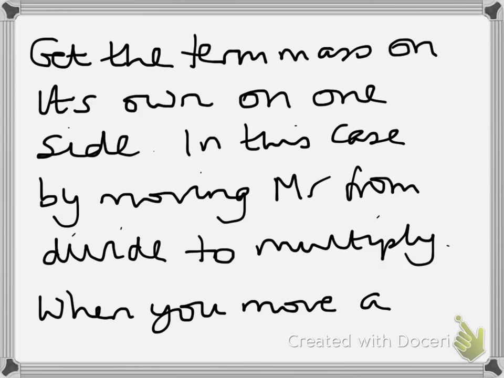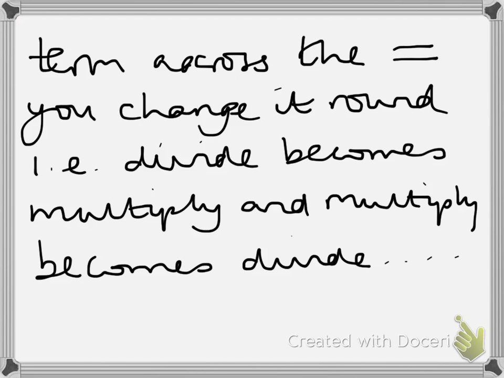So we need to get the term mass on its own on one side of the equation. In this case, the way of doing this is by moving MR from divide on one side to multiply on the other. So basically, when you move a term across the equal sign, it changes around. So if it was divide before, it becomes multiply, and multiply it becomes divide.